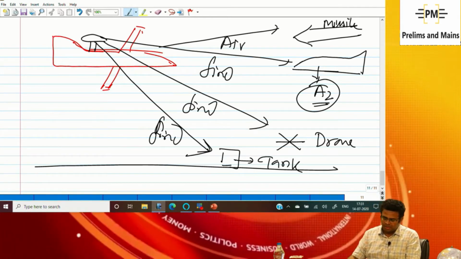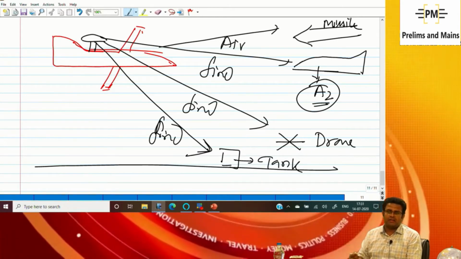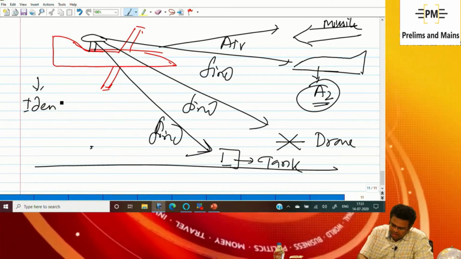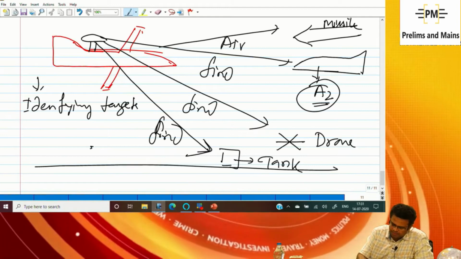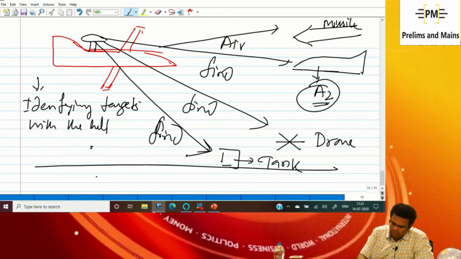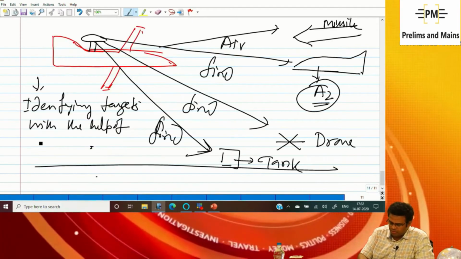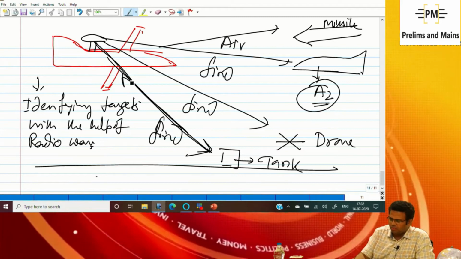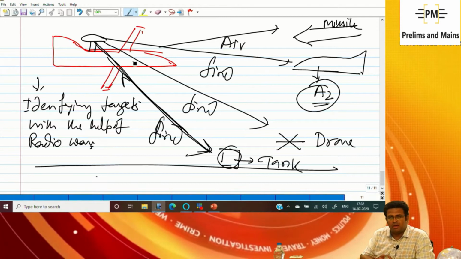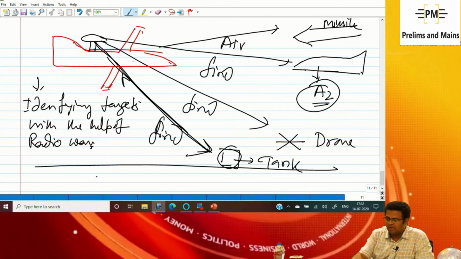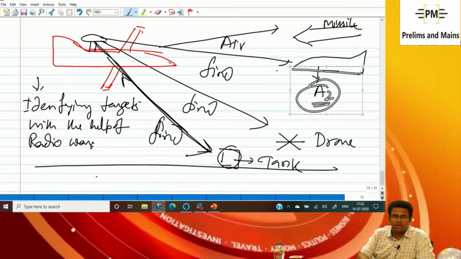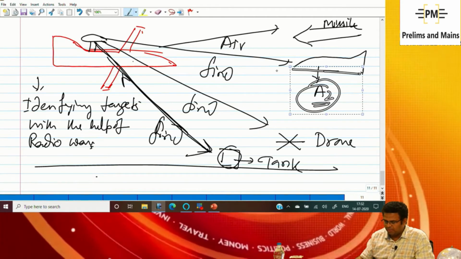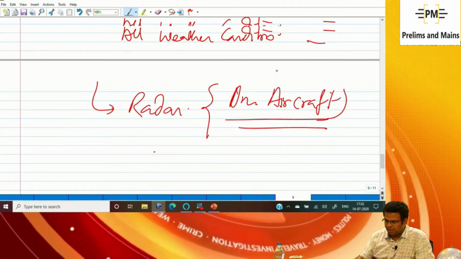So the job of radar is identifying targets with the help of radio waves. They send radio waves, and after striking the target, these radio waves return back. So we are able to find it, our system gets ready and strikes the target. If my radar is able to identify an aircraft, then in milliseconds this frequency returns back, our missile gets ready, and the target will be hit. This is the way air to air missiles work.